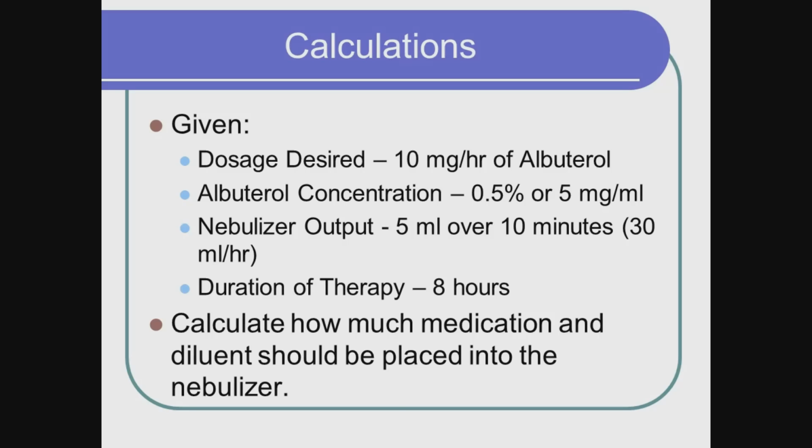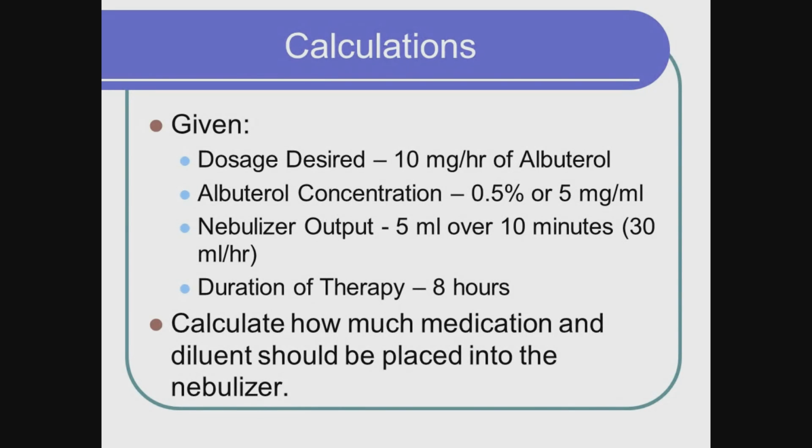All right, a couple of things that you need to be given to be able to figure out how much medication you need to place into the diluent to be nebulized. The physician's order would read something along the line of 10 milligrams per hour of albuterol. That's a typical dosage that we would end up utilizing. How many milligrams is in a typical treatment? We didn't talk about that yet, did we? It's 2.5 milligrams. So here we're basically doing four treatments, if you will, over a period of an hour, but we're going to do this continuously.